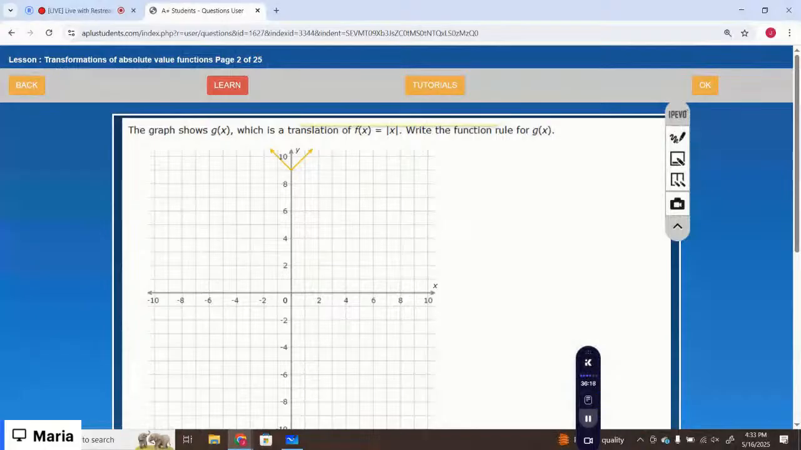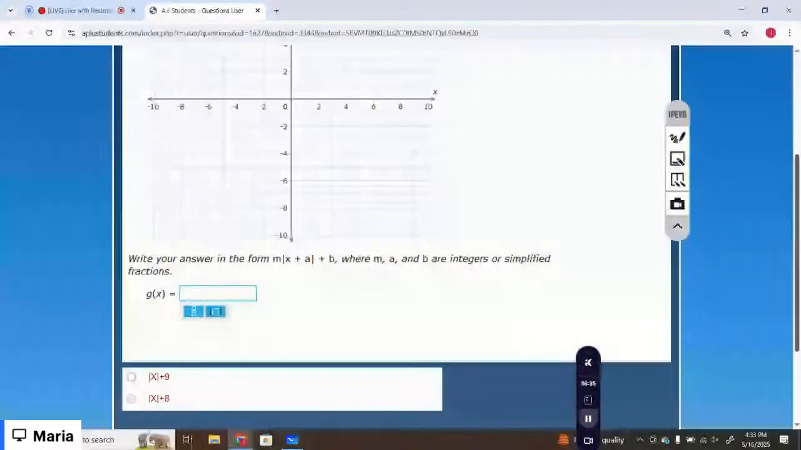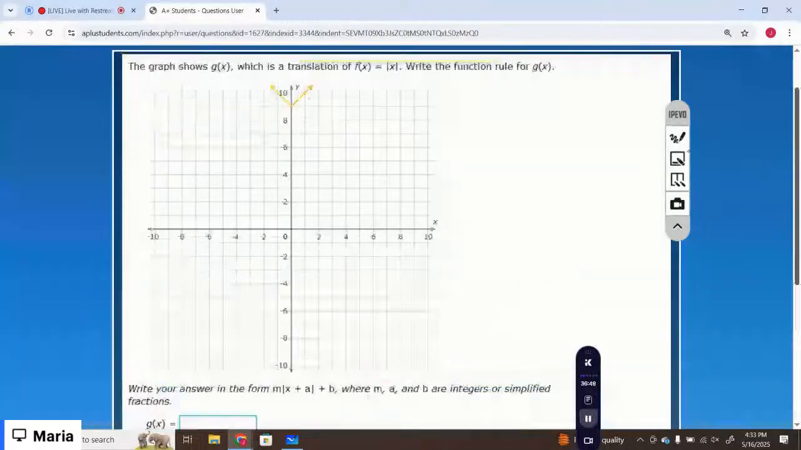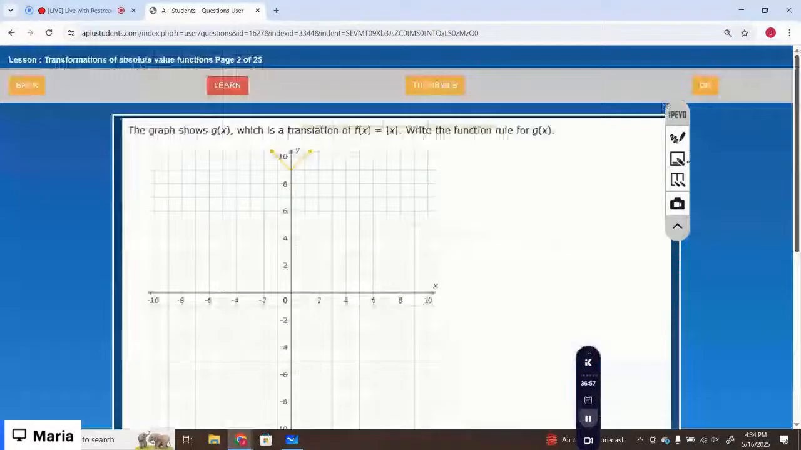The graph shows g of x, which is a translation of f of x equals the absolute value of x. Write the function rule for g of x. Option number 1 is the correct option. That is absolute value of x plus 9. Option number 1 is the correct option.